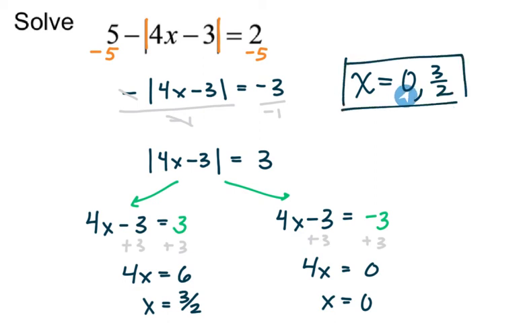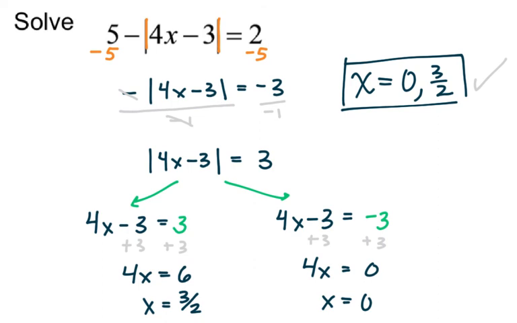Again, checking. If I plug in 0, that is 0 minus 3, negative 3. Absolute value of negative 3 is positive 3. 5 minus 3 is 2. And you get the same when you check 3 halves. 4 times 3 halves, that's 12 over 2, or 6. 6 take away 3 is 3. Absolute value of 3 is 3, so 5 take away 3 is 2. Both of these answers check.